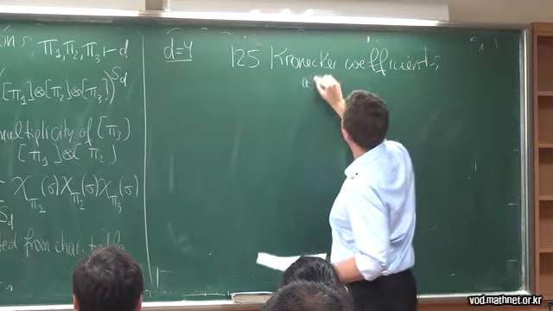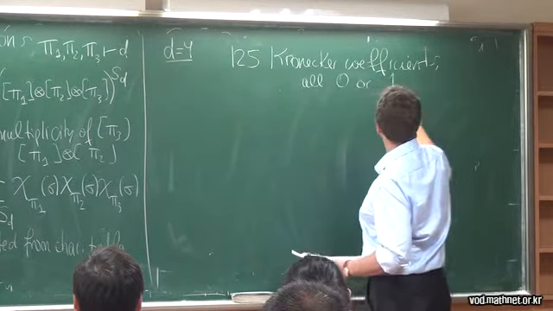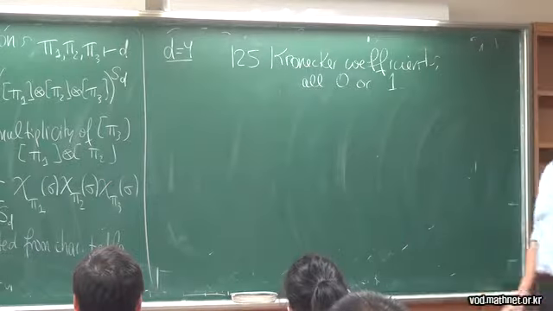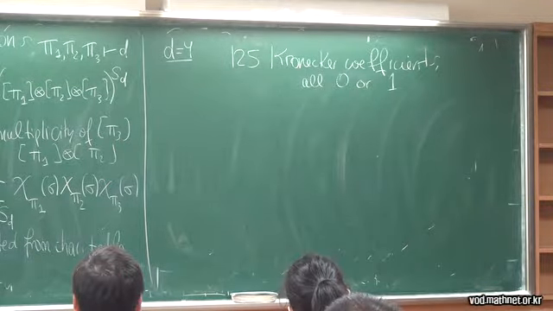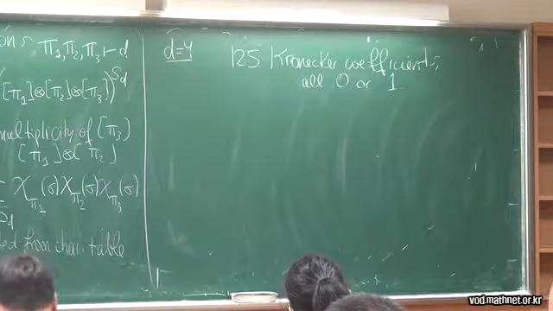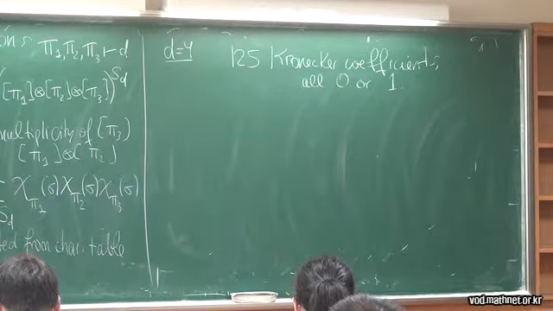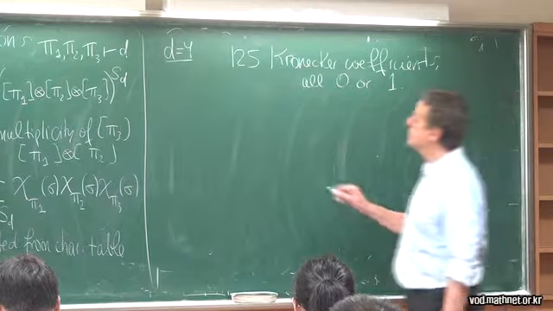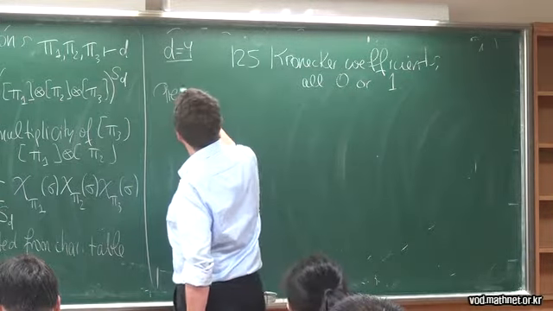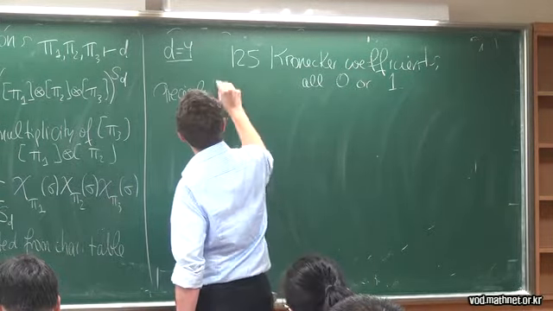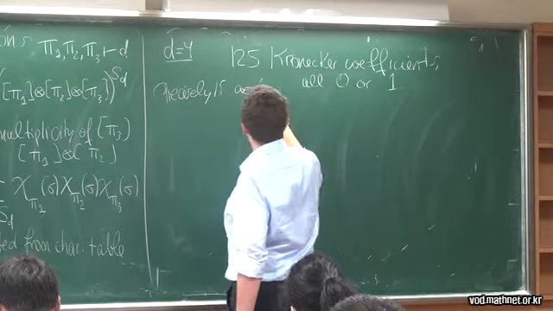And I found them to be all 0 or 1 in this small case. Why 125? Well, because 5 times 5 times 5, right? There are 5 irreducible representations corresponding to the 5 rows in my character table, and I pick any 3 of them, so I get 5 times 5 times 5 Kronecker coefficients. I found them to be all 0, 1, and I found that precisely 15 are equal to 1.